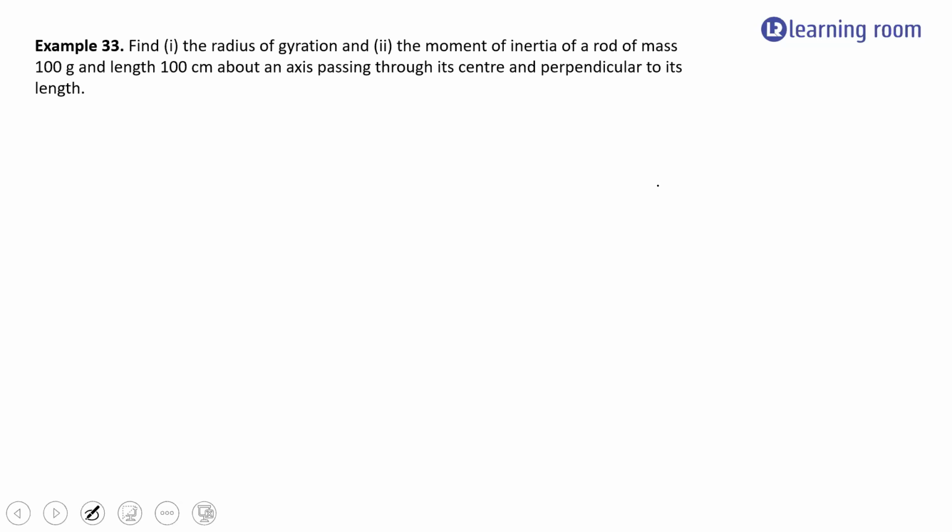So ml square by 12 should be equal to whom? To find the radius of gyration, take ml square by 12 equal to mk square, m and m get cancelled. What do you get? L square by 12 is equal to k square, constant. M and m are gone. What is the value of k? L by root 12. So root 12 is going to be 2 root 3. Right? So L divided by root 12, L is already known, 100. And you substitute, you are going to get the radius of gyration. That's it.